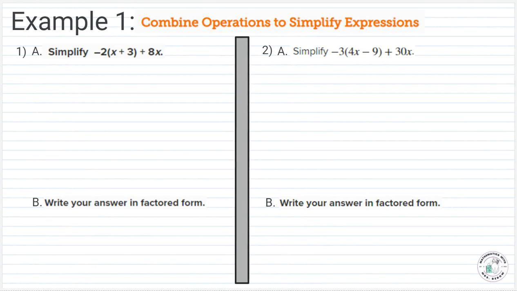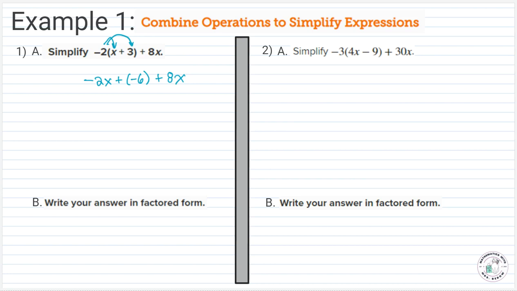The one on the left says simplify -2(x + 3) + 8x, with the 8x on the outside. So the first thing we need to do is get rid of those parentheses. To get rid of those parentheses, we need to distribute. So we're going to use the distributive property to do -2 times x, which would be -2x. I'll bring down my plus sign. -2 times 3 is going to be -6. And then we just have that plus 8x hanging out on the end because we did not distribute to it since it was not inside the parentheses.